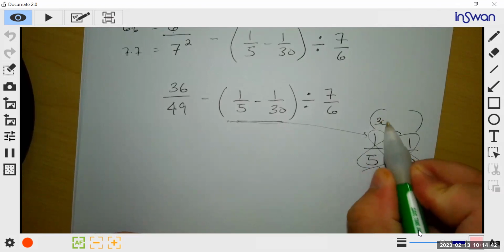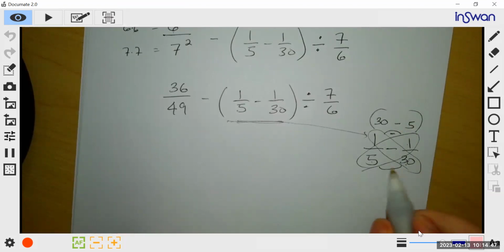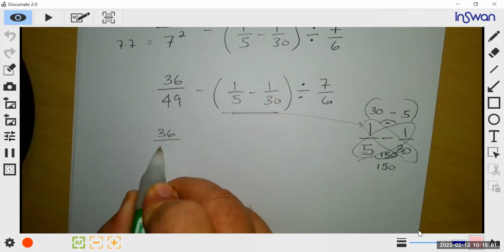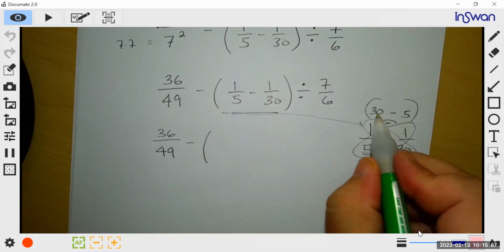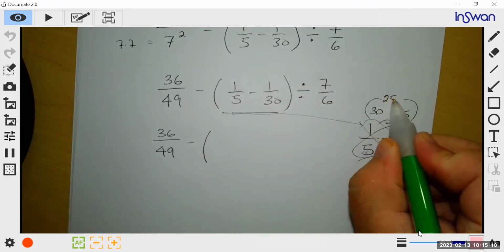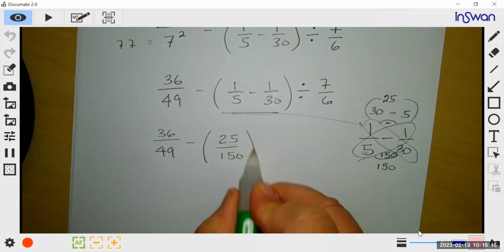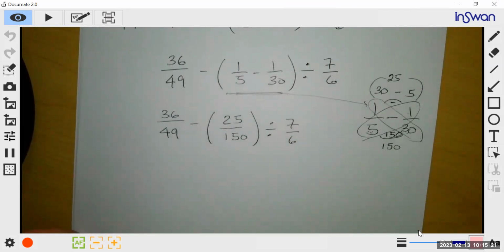30 times 1 is 30. 5 times 1 is 5. And I subtract them. 30 times 5: 5 times 3 is 15, with the 0, so it's 150. So 30 minus 5 is 25/150. Do it step by step by step.